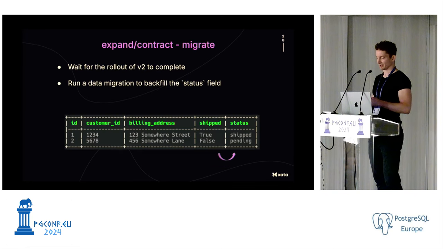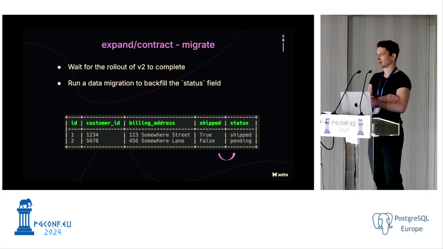At this point, we have to wait for the rollout of V2 to complete and make sure we have no V1 instances of our application running anywhere. For back-end applications where you have control over the lifetime of the services, this might be quite easy and quick to do. In a situation like a mobile app or a desktop app, you don't really have control over when the applications start and stop, so you might have to stay in this expanded phase for some time in order to be sure that you have no more V1 applications writing exclusively to the old field anymore.